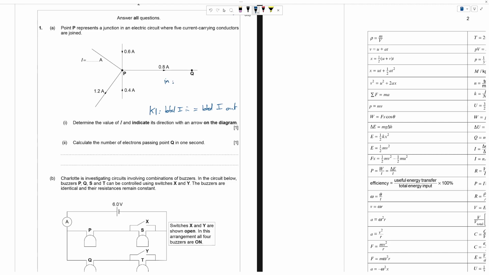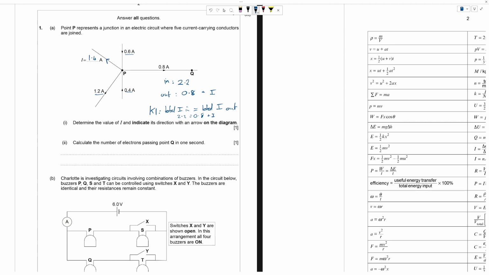How much current have we got going in? We've got 1.2, 0.4 and 0.6, total of 2.2. Coming out, we've got 0.8, which is clearly less. Therefore I must make up the difference. So that is basically what we're saying. So 2.2 equals 0.8 plus I. Therefore, I must be equal to the difference between these two. So 1.4 amps. And that needs to be coming out from P, away from P.